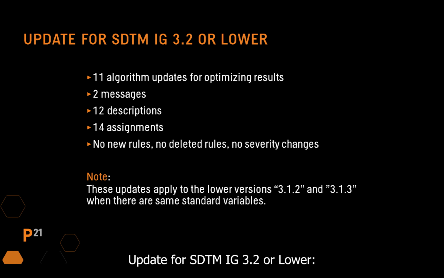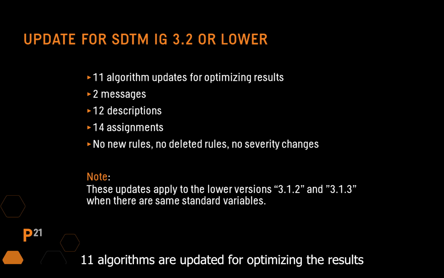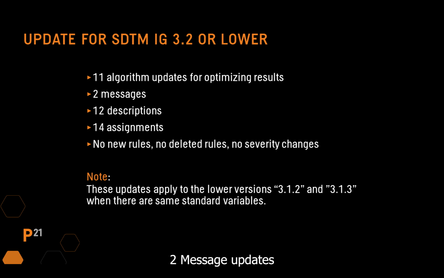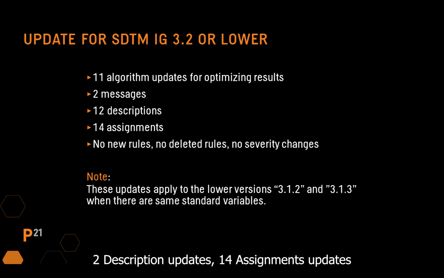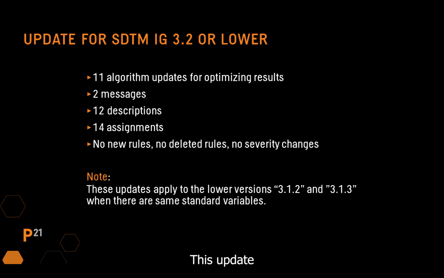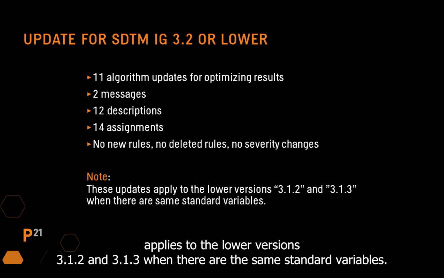Updates for SDTM-IG 3.2 and lower are as follows. 11 algorithm updates for optimizing the result, 2 message updates, 12 description updates, 14 assignment updates. No new rules, no deleted rules, no severity changes. These updates apply to the lower versions 3.1.2 and 3.1.3 when they have the same standard variables.